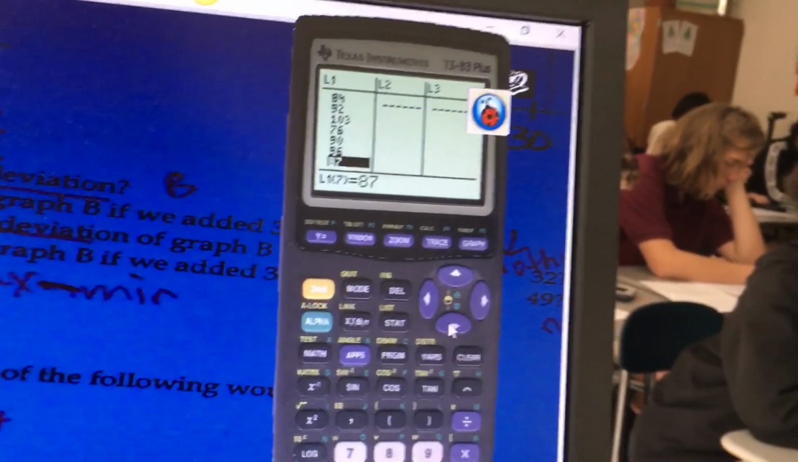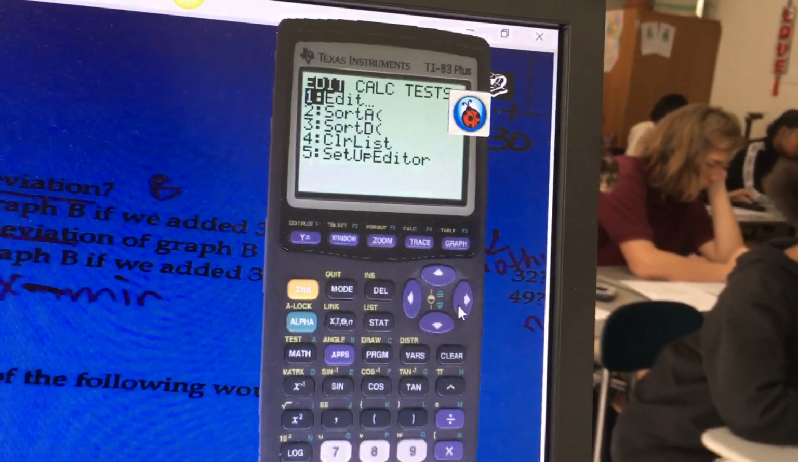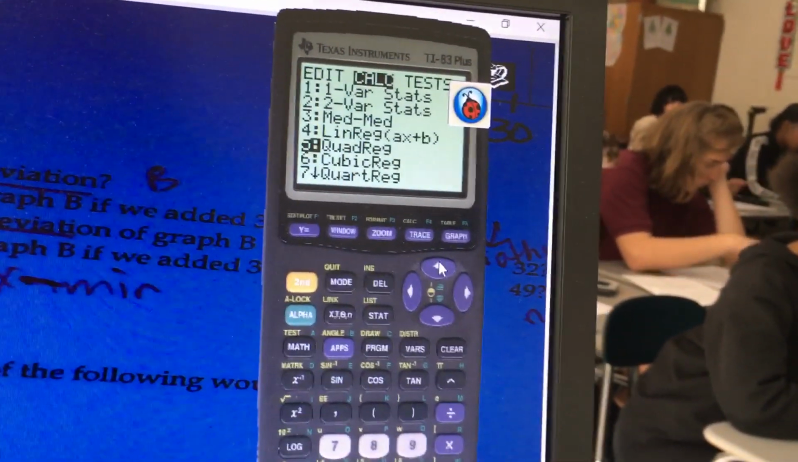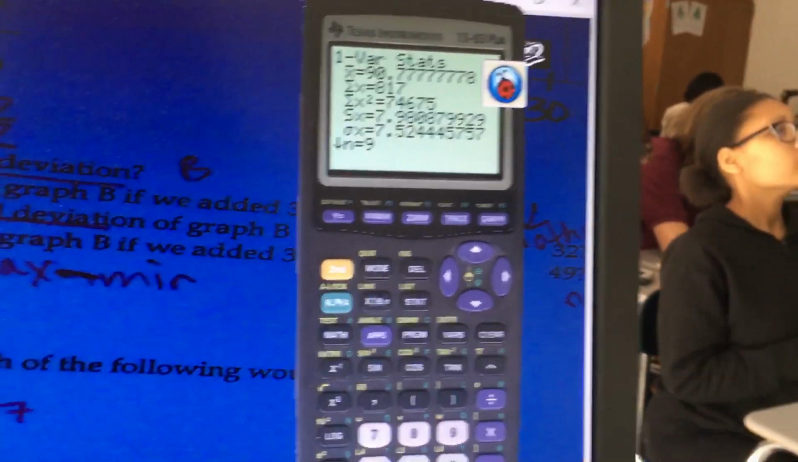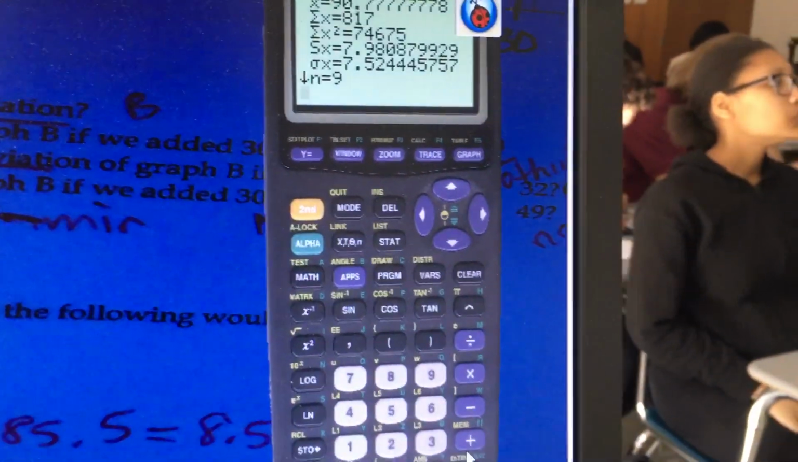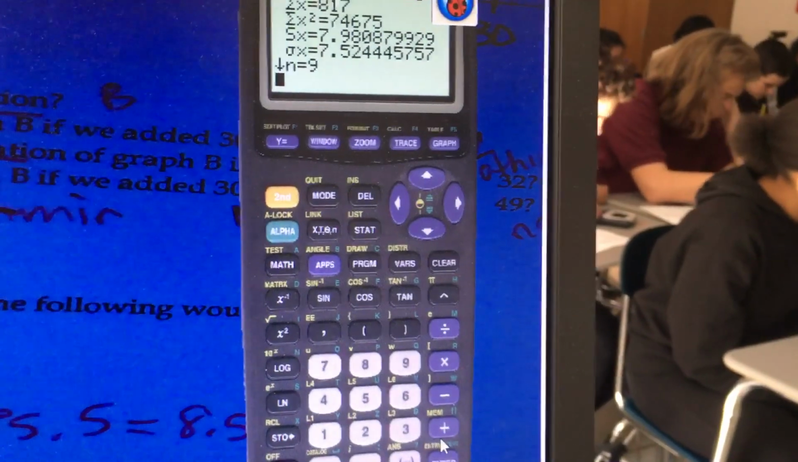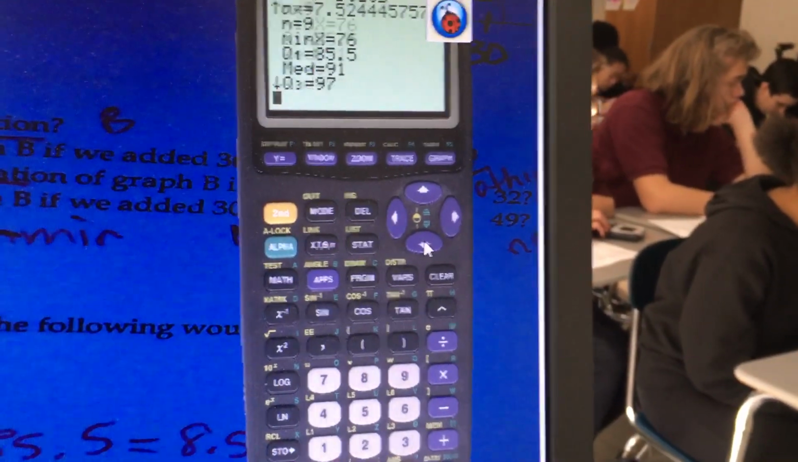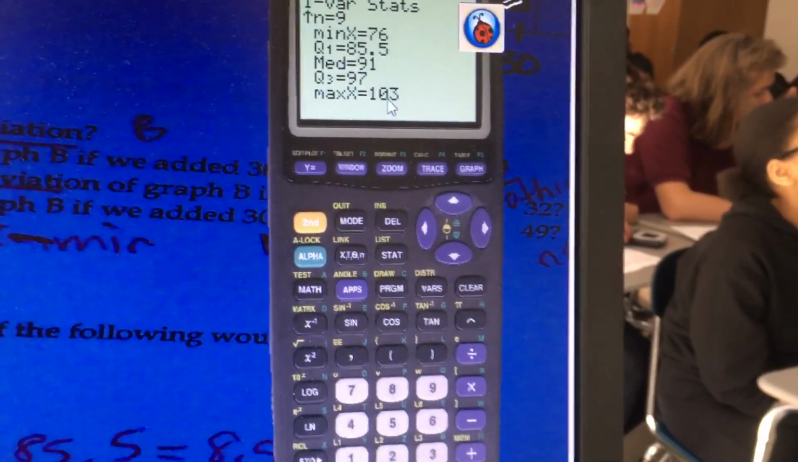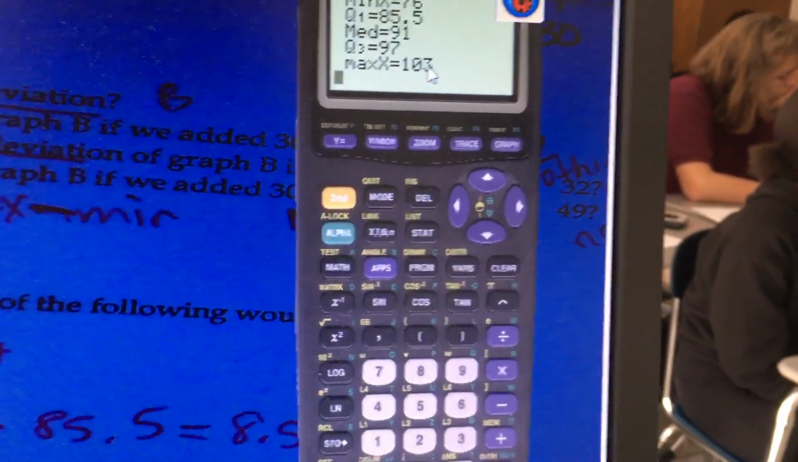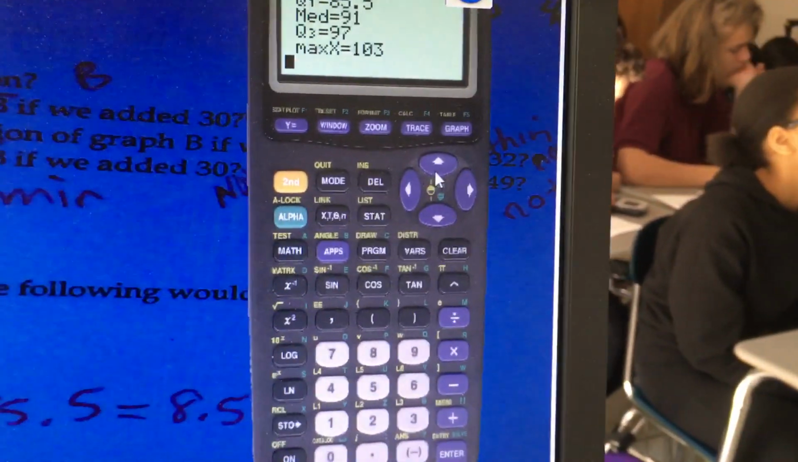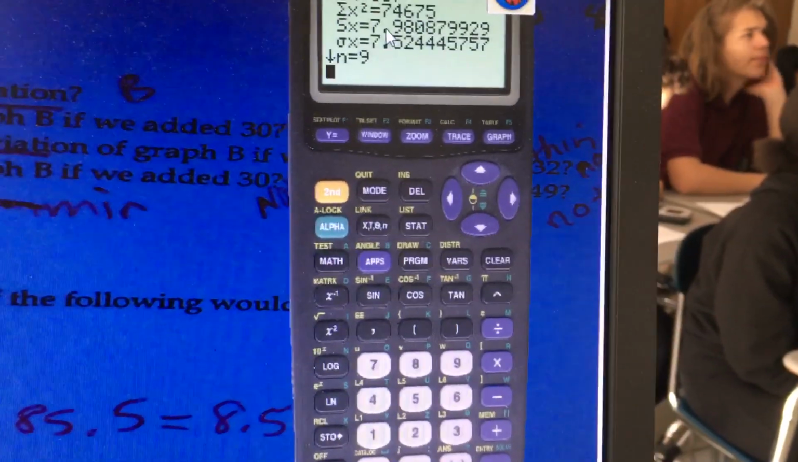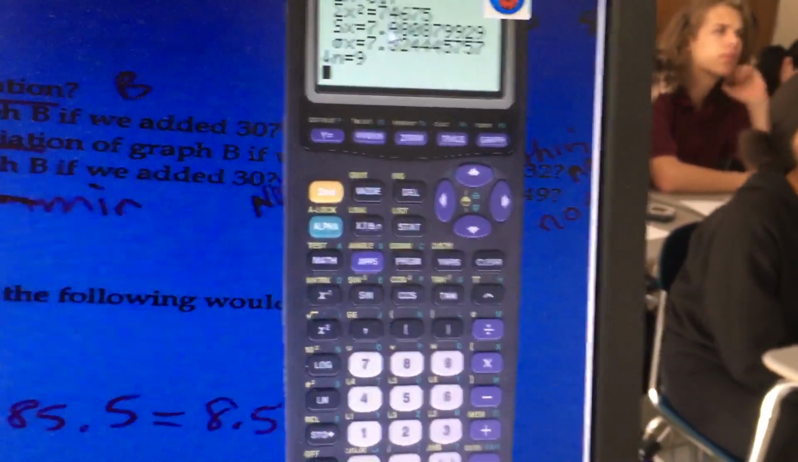Add 98 to the bottom. So you add 98, press enter, stat, calc. It's the first one. All right, did the mean decrease? No, what did it do? Increased, okay? The range, max minus min, 103 minus 76, did those numbers change at all? Stayed the same. Standard deviation is now 7.9. Did it decrease? Yes, so the answer is C. Okay.